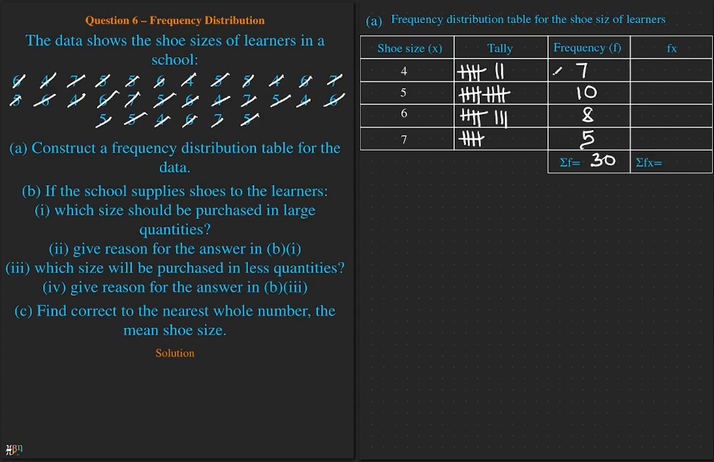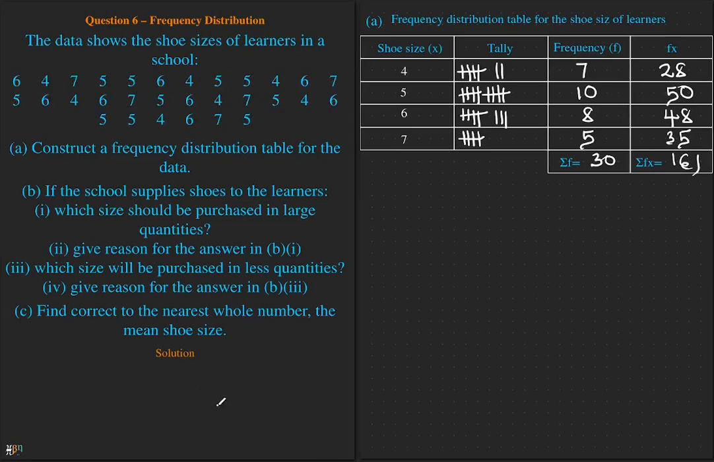Then we come to the fx. So fx is obtained by multiplying each x by its corresponding frequency. So 4 times 7 gives us a 28. Then 5 times 10, we have a 50. Then 6 times 8, we have a 48. And then 7 times 5 gives us a 35. The same way, we would add all of this to give us our sigma fx. And when you add, you're expected to get 161. So with that, we have all that we need to proceed.